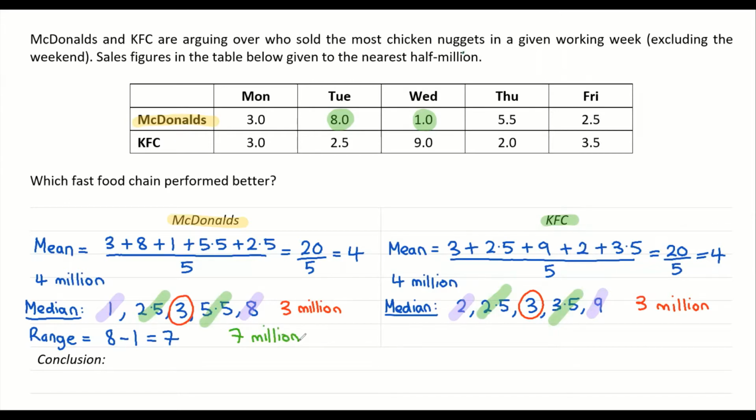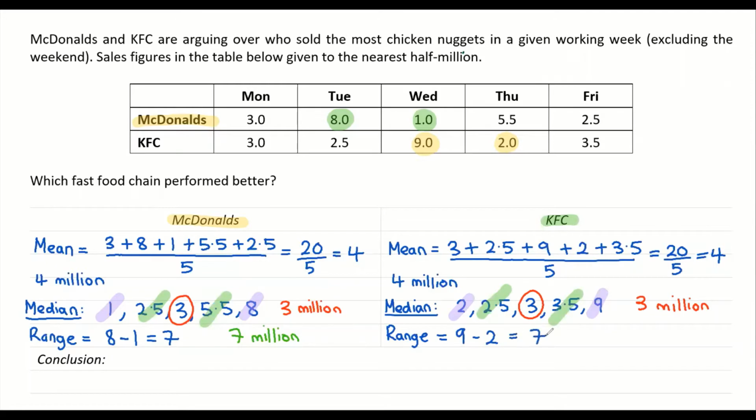Okay, we don't know how consistent that is. Let's have a look at the range for KFC. Well, we take the biggest number for KFC, which is, of course, 9. And the smallest number, which is 2. Okay, right. So if we do 9 subtract 2, again, we get 7.